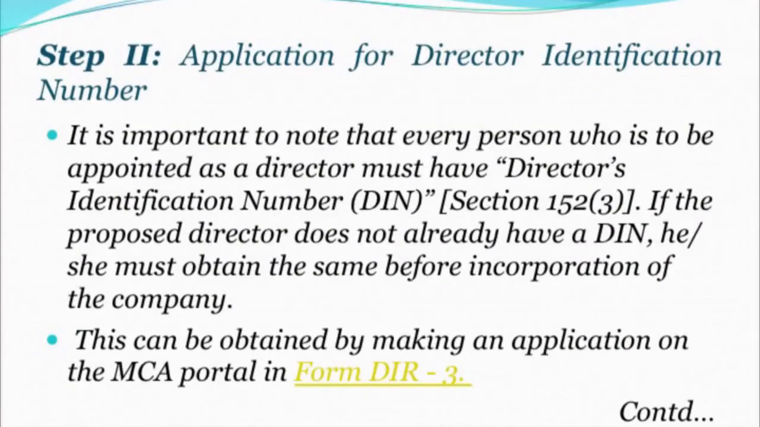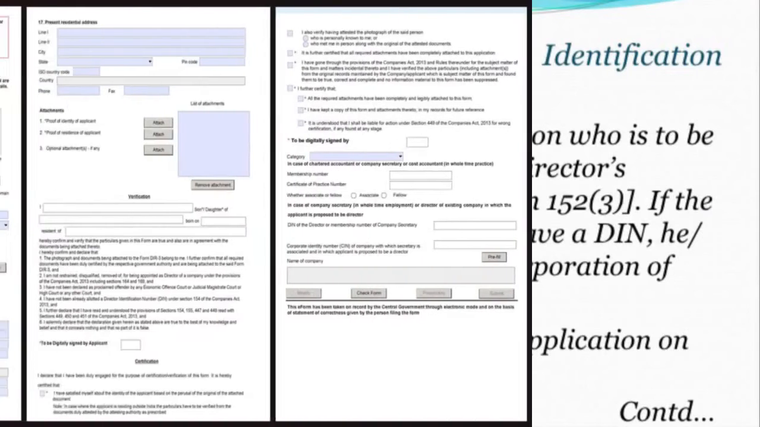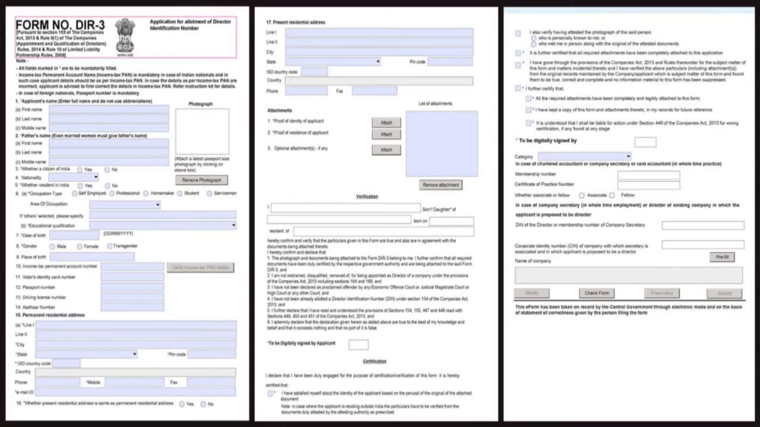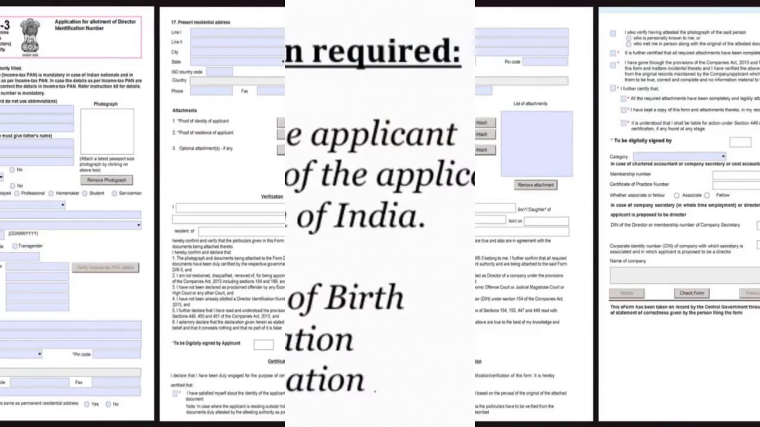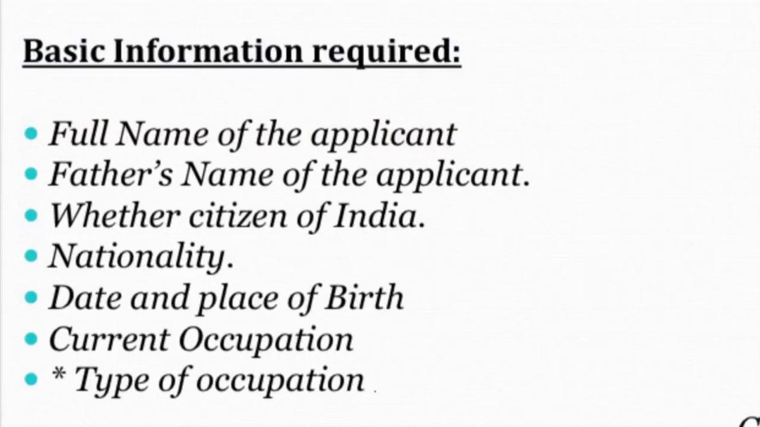Step 2, making an application for director's identification number. This application can be made in a form called Form DIR-3. If you look at Form DIR-3, it's a simple form. All it contains is the data which one has to take from the concerned person who is proposed to be appointed as a director of a company, which includes the following: full name of the applicant, father's name, whether he is a citizen of India or not, nationality, date and place of birth, current occupation and type of occupation. Please understand citizenship and nationality are two different concepts.